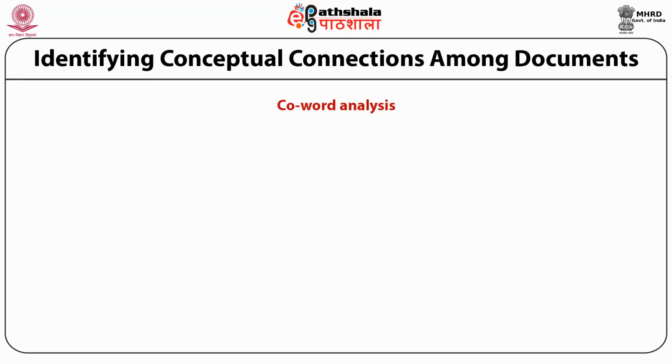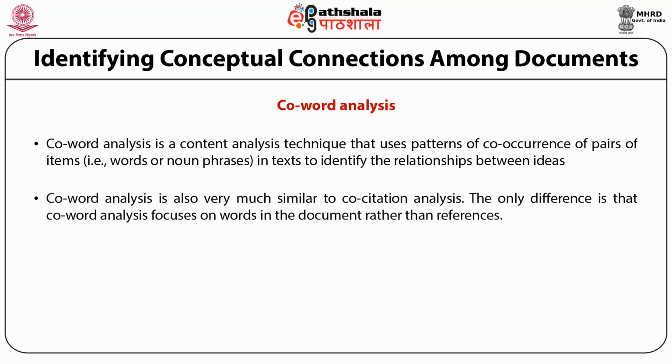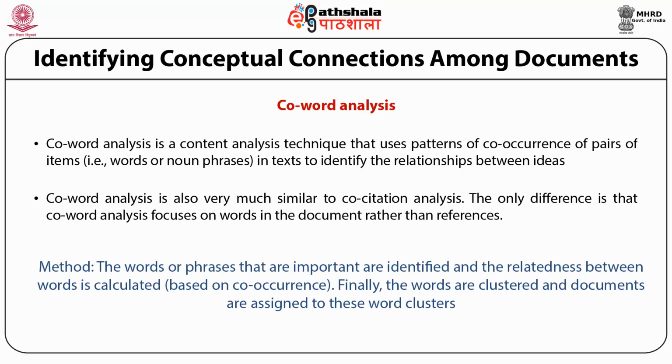Cohort analysis is another useful method to capture the intellectual connection in a field. Cohort analysis is a content analysis method that uses patterns of co-occurrences of pairs of items, words or noun phrases in text to identify the relationship between ideas. Cohort analysis is also very similar to co-citation analysis. The only difference is that cohort analysis focuses on words in the documents rather than references. In this method, the words or phrases that are important are identified and the relatedness between words is calculated based on co-occurrences. Finally, the words are clustered and documents are assigned to these word clusters.